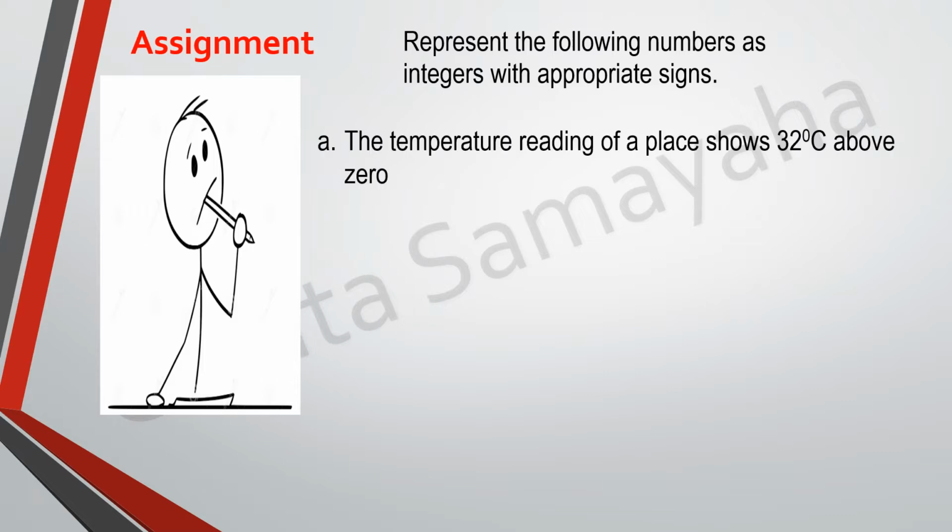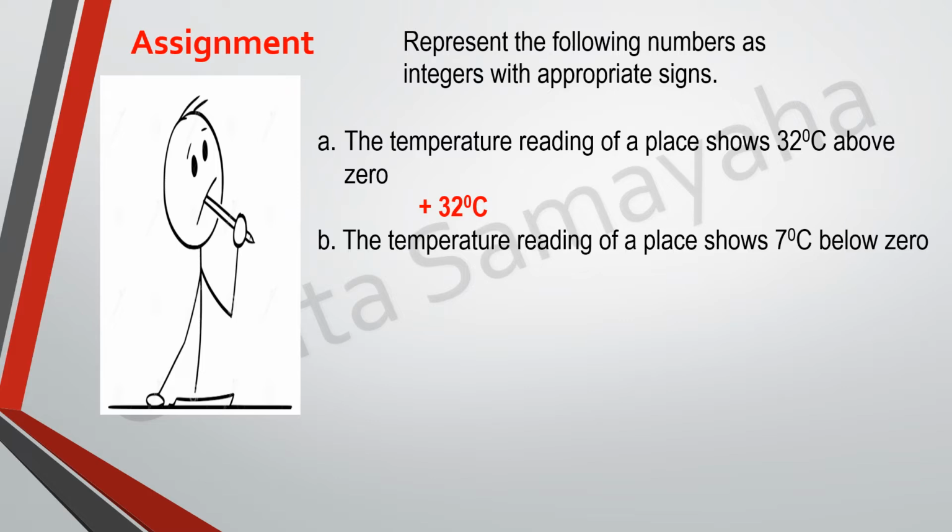The temperature reading of a place shows 32 degrees centigrade above zero. So what is the clue here, children? Above zero is the clue. And above zero we denote it with what sign? Plus sign. So what is the answer for this? Plus 32 degrees centigrade. Have you all got it right? Good. Let us move on to the next one.